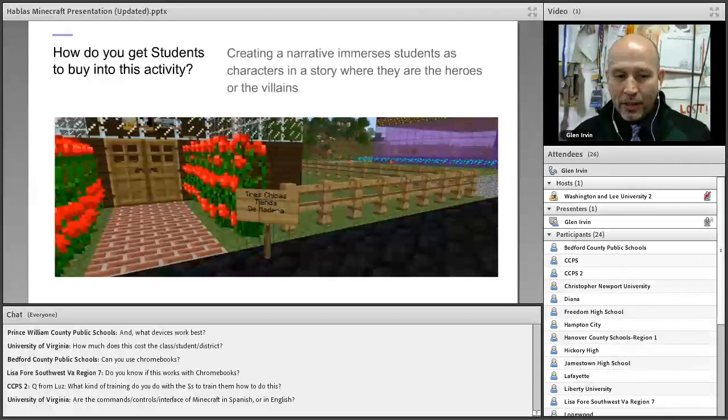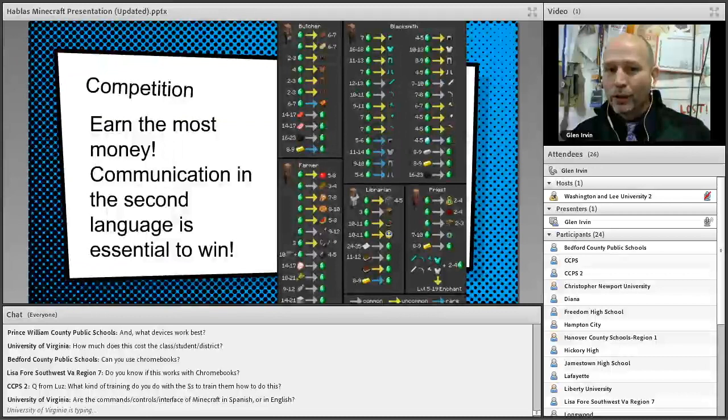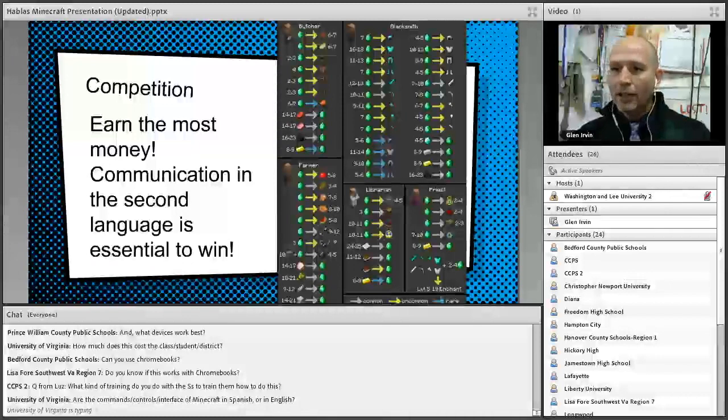So they needed each other, and they all were having to communicate again in Espanol. I gave them a framework as far as words and phrases to be able to work with. Scaffolding activity, that's the best way to describe it. So scaffolding, paper, papel, that they could use to talk to each other. But we quickly had to add more and more to that in order for it to work for us. So the competition was earn the most money, and you couldn't communicate in English at all.